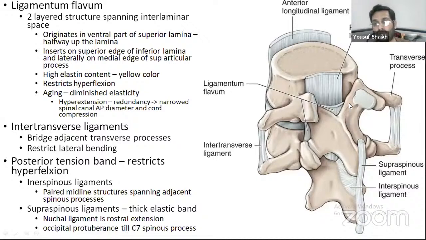So whenever we are doing a posterior approach to the cervical spine, other than removing the lamina, the ligamentum flavum is also one of the culprits which in degenerative spine can undergo significant thickening and has to be removed as well. Sometimes it is so thick that it is causing a buckling phenomenon because of the movement and has to be removed.